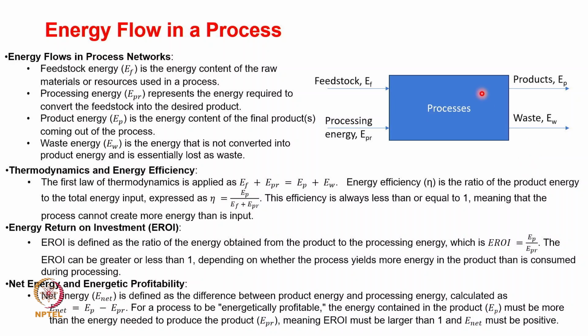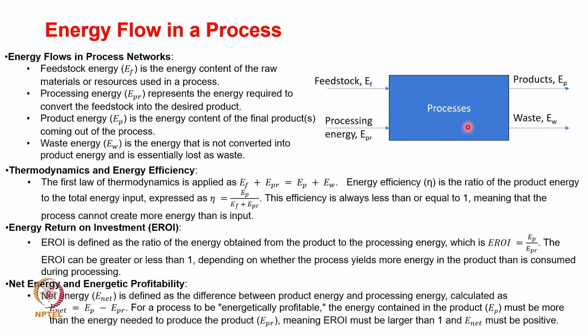If it's a process, there would be a feedstock energy, which is the energy content of the raw material, which typically you represent using EF, and you need to process the feedstock in the process. This is what we call energy processing, which is EPR, which is required to convert the feedstock into the desired product. The product energy EP is the energy content of the final product that is coming out of the process, and of course the waste energy EW is the energy that is not converted into the product energy and essentially left over as waste.